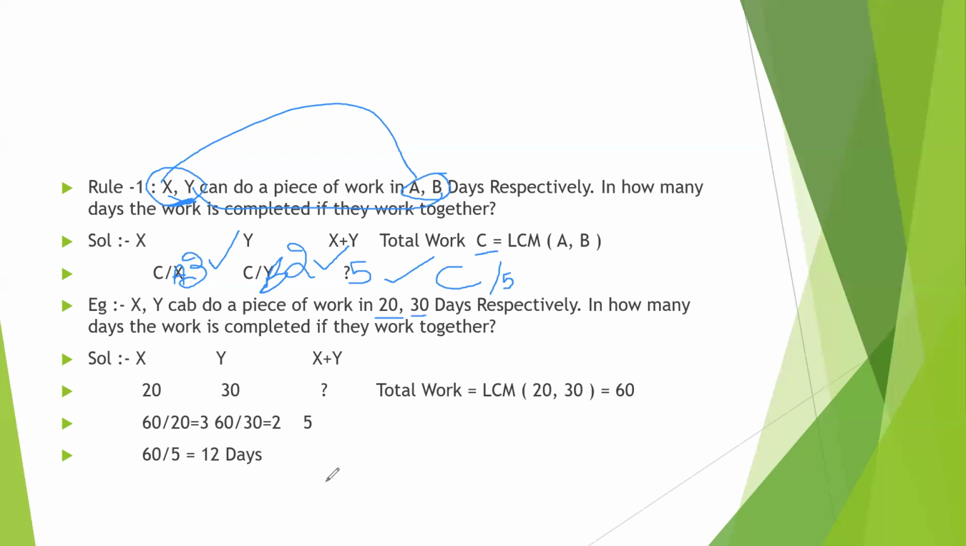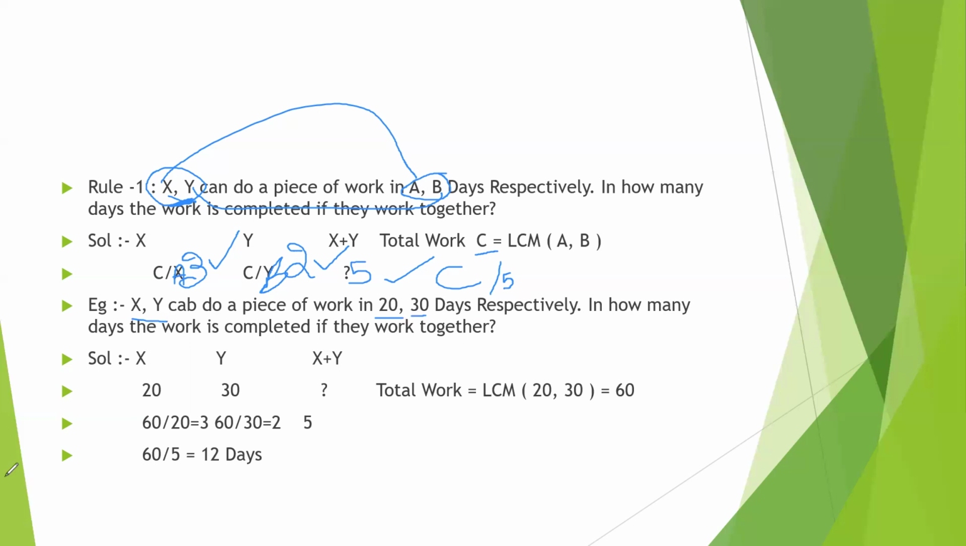Then how many days can the total work be done in? Total work divided by the combined one day work gives the number of days, for example 12 days. This is the first type of question in time and work. If 3, 4, 5, whatever number of persons are given, we have to do the same. Now let's see the example.